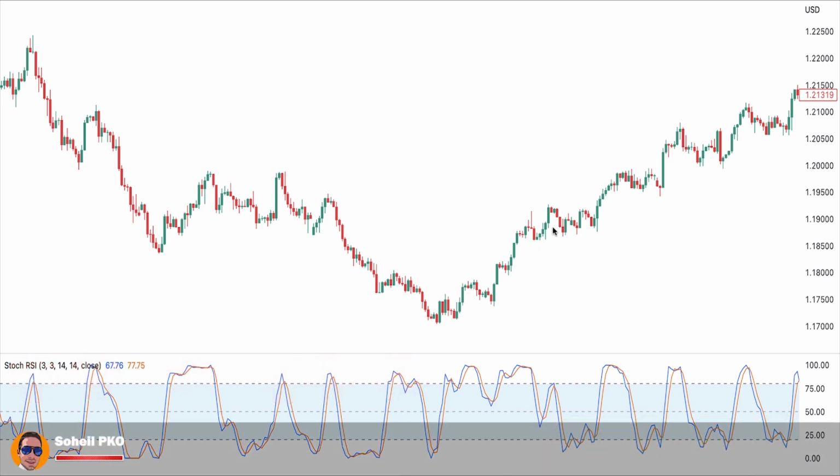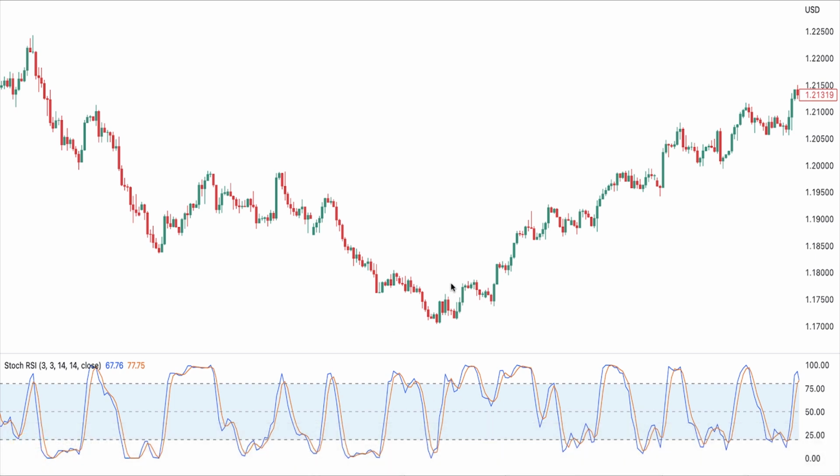Stoch RSI is a powerful indicator and can help you a lot in trading, but only if it's used correctly. The important point is that you should never take your trading decisions only based on this indicator, and you must use it in conjunction with other tools and aspects of technical analysis.